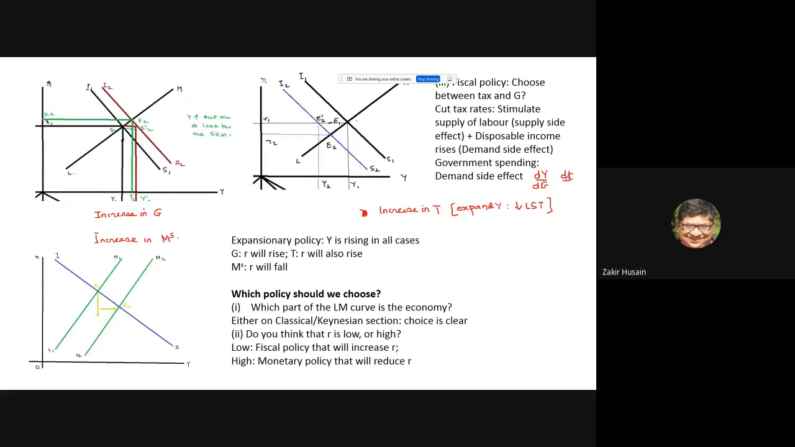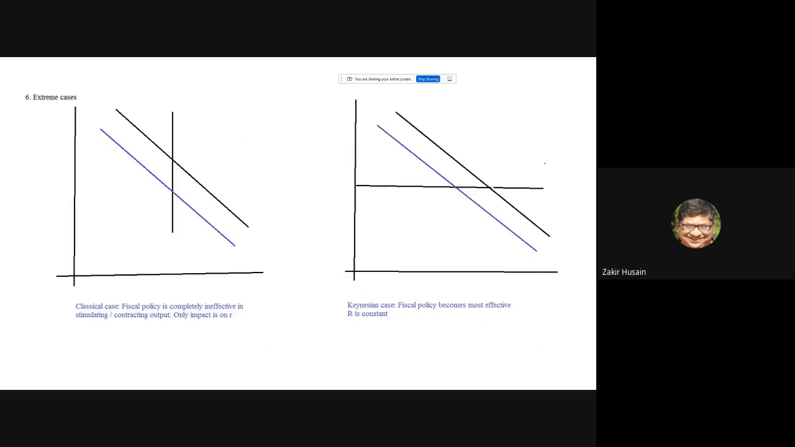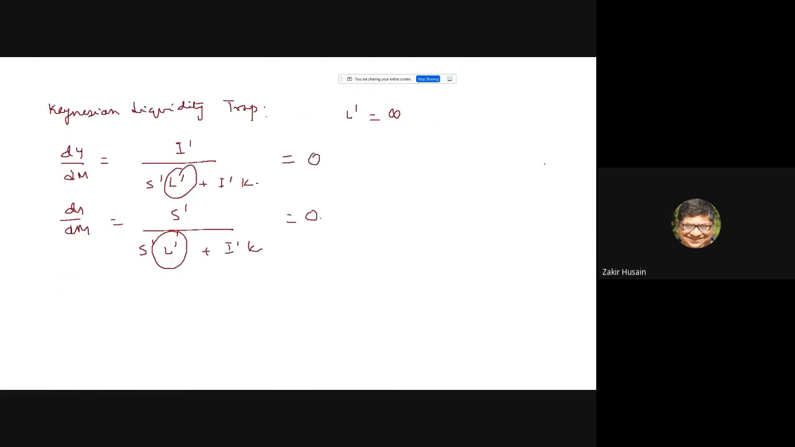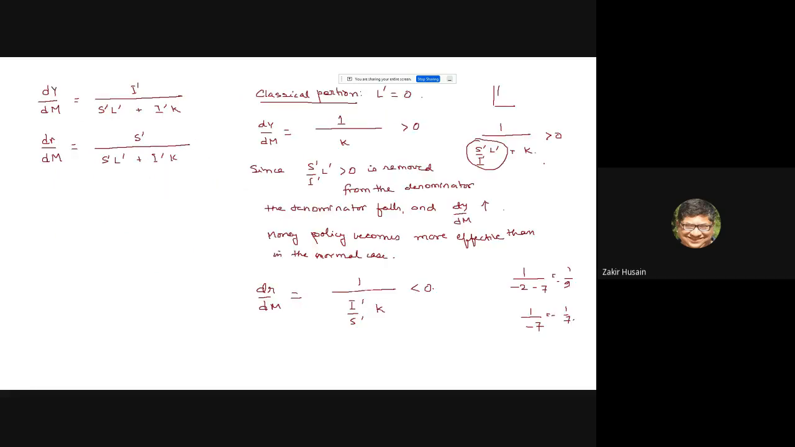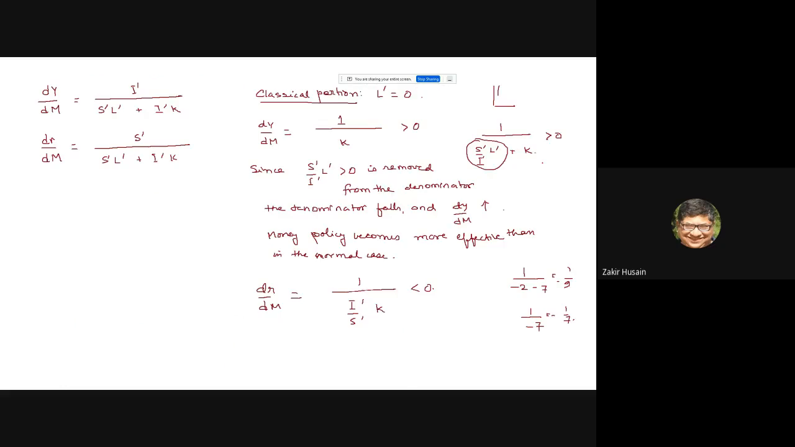Sorry, this will be T. You can directly go for them, and depending upon the exact value of elasticity, let's see. This is the, which is the, this is money supply.